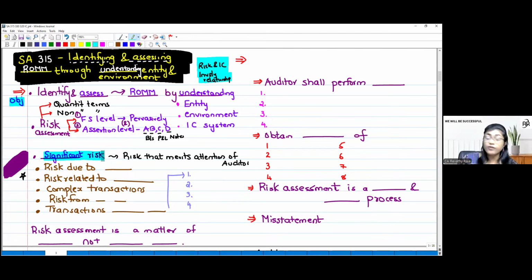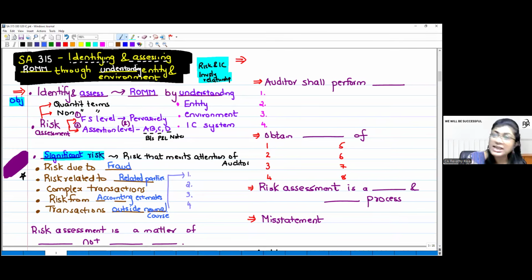First, risk due to fraud or error. Risk due to fraud. Risk related to related party transaction, SA 550. Complex transaction, transaction is complex. Then, risk from accounting estimates. Transaction in the normal course, outside normal course, more risk. Very good. Transaction outside normal course.